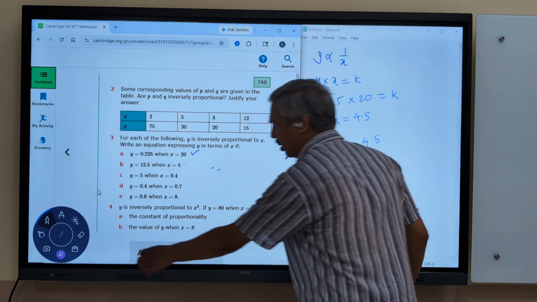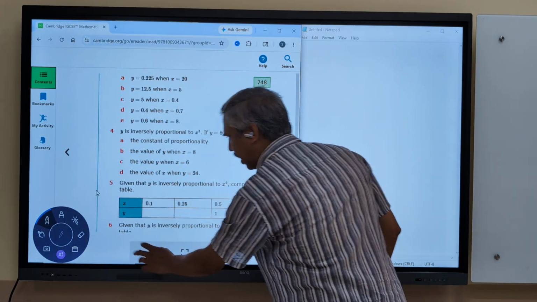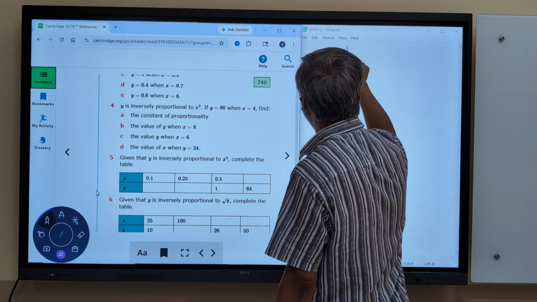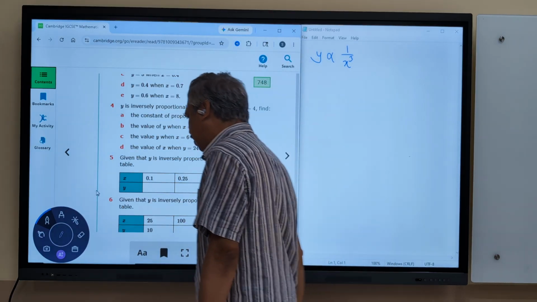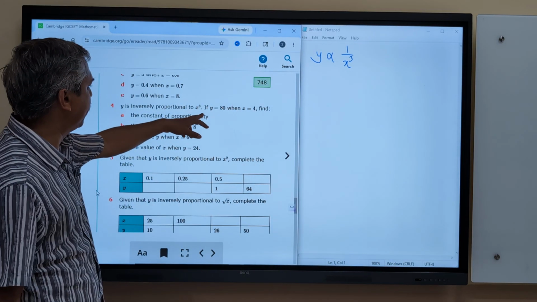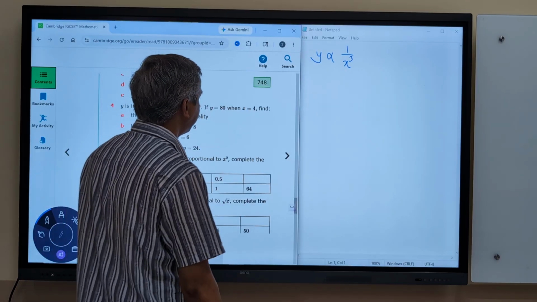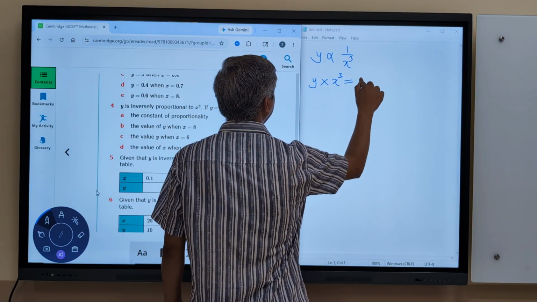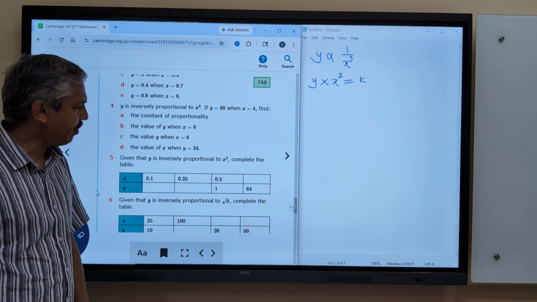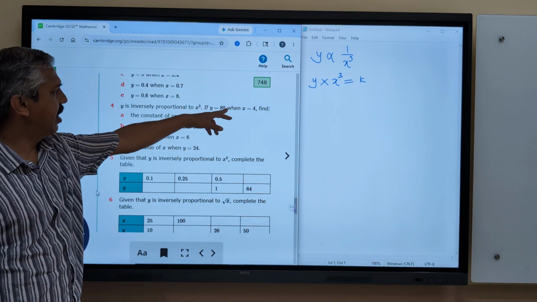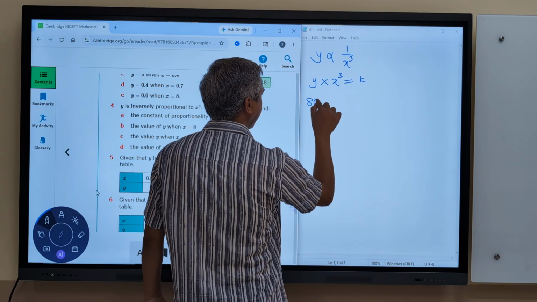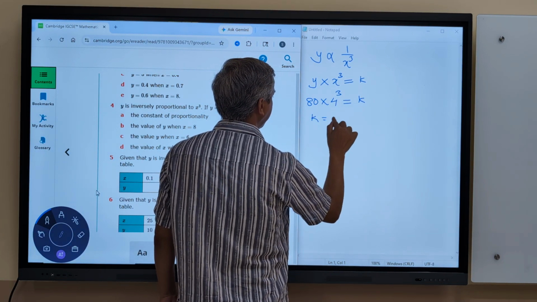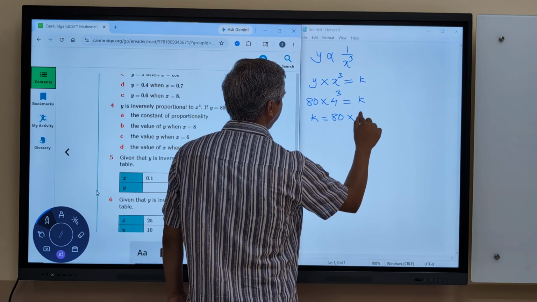Question number 4. The question says that y is inversely proportional to x cube. That means y is proportional to 1 upon x cube. If y is 80 when x is equal to 4, y into x cube will be equal to k. When y is equal to 80 and x is equal to 4, this is 80 into 4 cube, which is 64, equal to k.